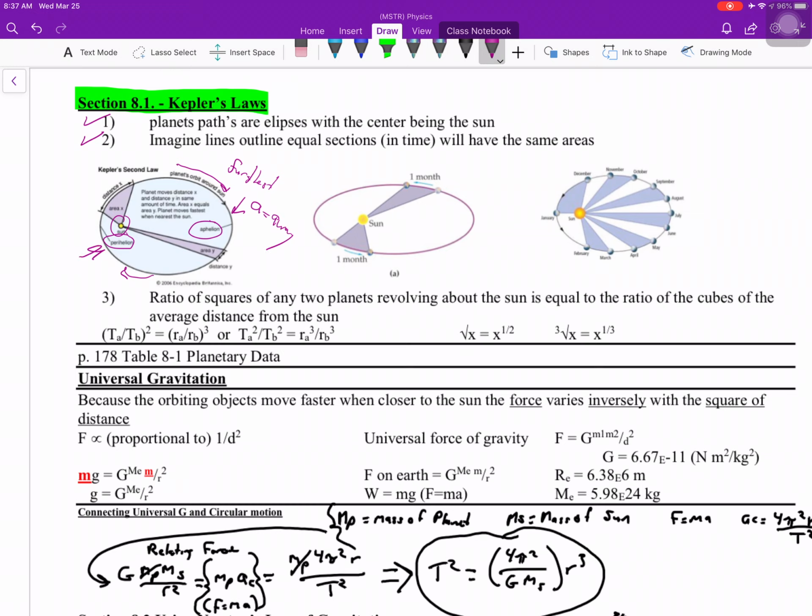On the other side of the extreme is the perihelion. This is when we are closest to the sun. So when we are focusing on this, it's not just the distance, but it's actually the speed that we're moving at. When we're the furthest, we're moving at a slower rate, and when we're closest, we're moving at a faster rate.